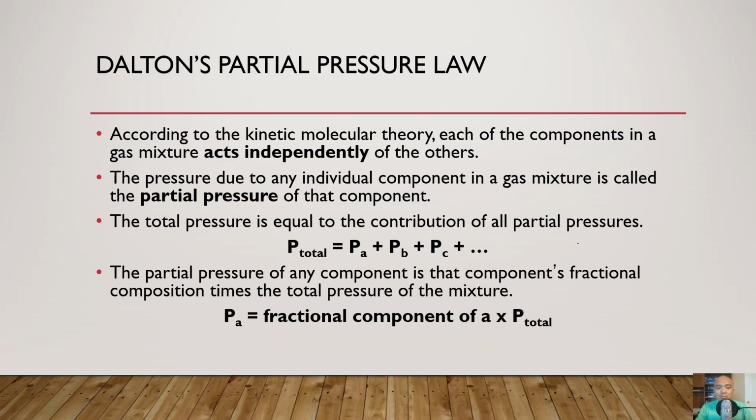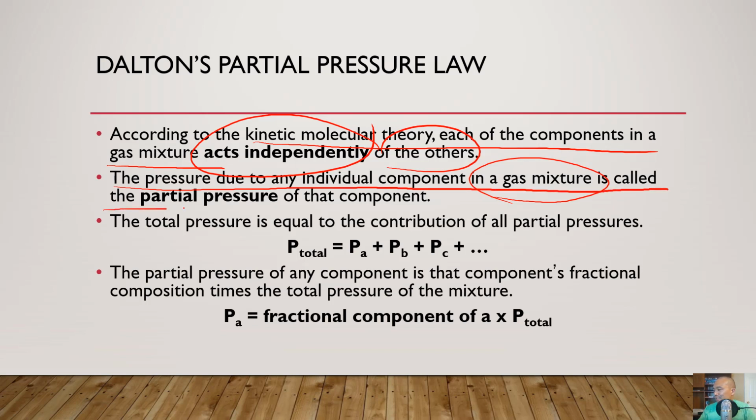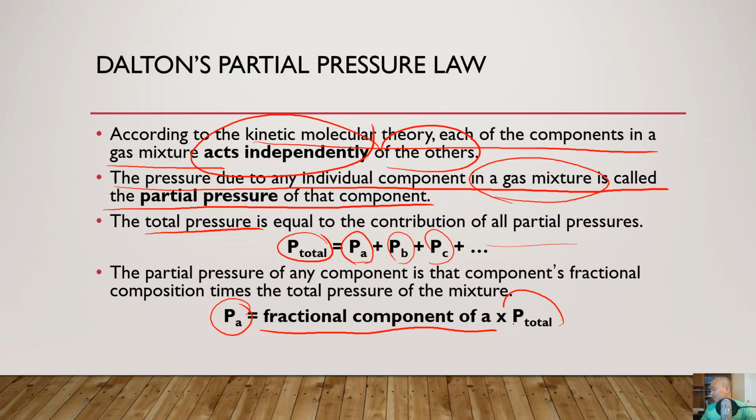Let's look at Dalton's partial pressure law. This tells us how a mixture of gas samples will behave. According to kinetic molecular theory, because each component in the mixture does not attract or repel each other, they act independently of the others. So for this reason, the pressure due to any individual component in the gas mixture is going to be contributing independent of others. So the total pressure will be the contribution from all samples like sample A, sample B, sample C, etc. P total is all the partial pressures of all components added together. And the contribution from each component is the fractional component of that component times the P total.